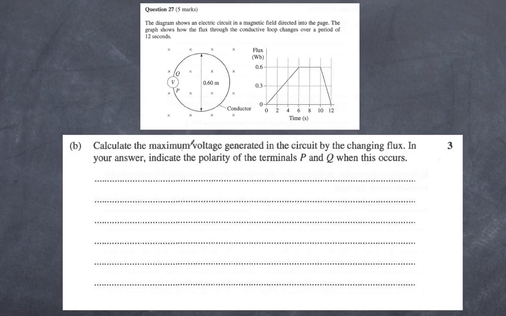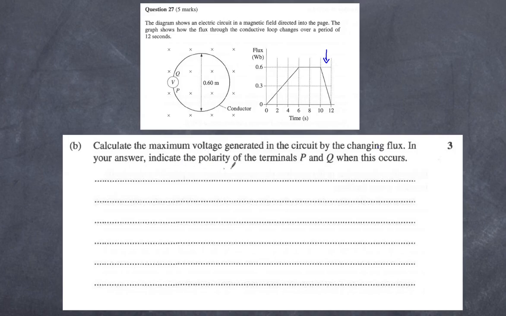Part B requires a little bit more thinking. It says calculate the maximum voltage generated in the circuit by the changing flux. Now it says the maximum. So where along this graph do we have maximum changing flux? Well, it's about the rate of change of flux. So you look at the slope. So here the slope is increasing, here the slope is decreasing, but clearly the slope here is decreasing at a much steeper rate. So therefore this is the area we are interested in.